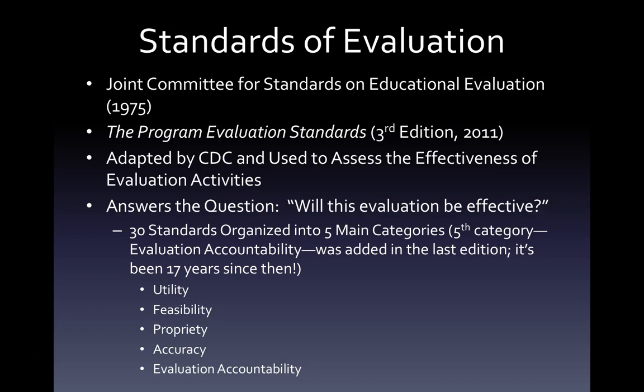The Joint Committee for Standards on Educational Evaluation, formed in 1975, is an organization dedicated to the professional practice of evaluation. They developed 4 standards by which evaluations themselves could be evaluated: utility, feasibility, propriety, and accuracy.